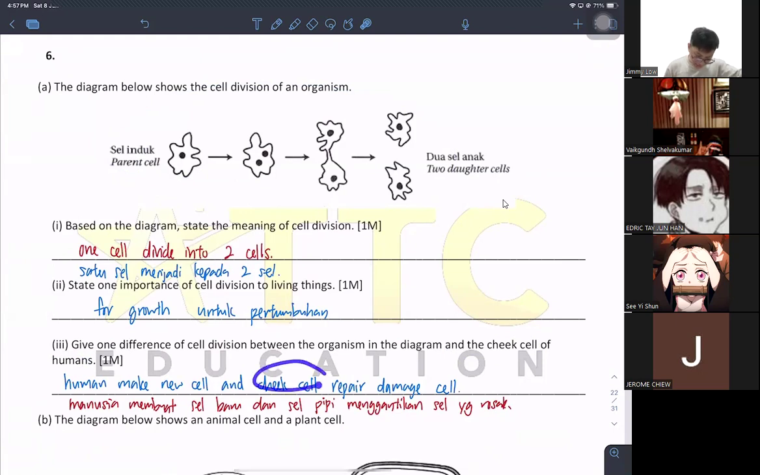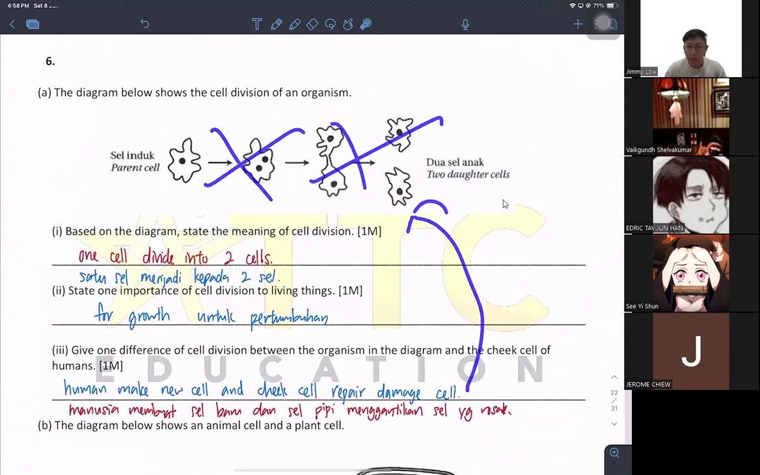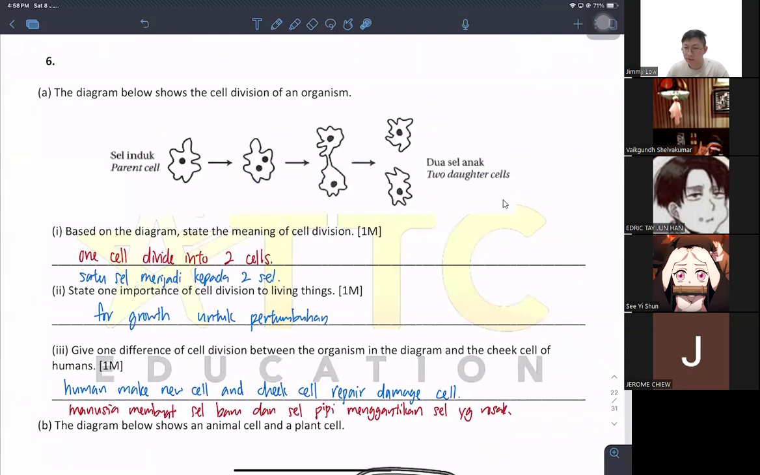But for cheek cell of human, what do cheek cells do? They don't produce new cell. If cheek cell produce new cell, you become tumor already. Tumor, aka cancer. So no tumor. Not going to make new cell. Your cheek cell is going to repair damaged cell only. Your cheek cell got damaged, then it repairs itself. So it has nothing to do with this thing. This is not about repairing something. This is about doing new thing, creating new thing.